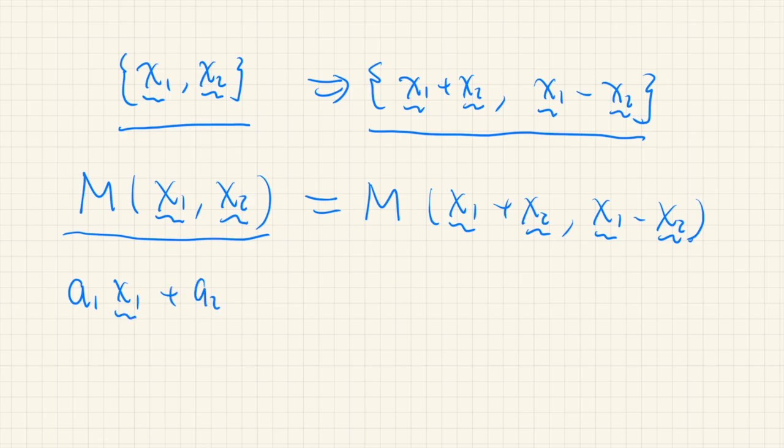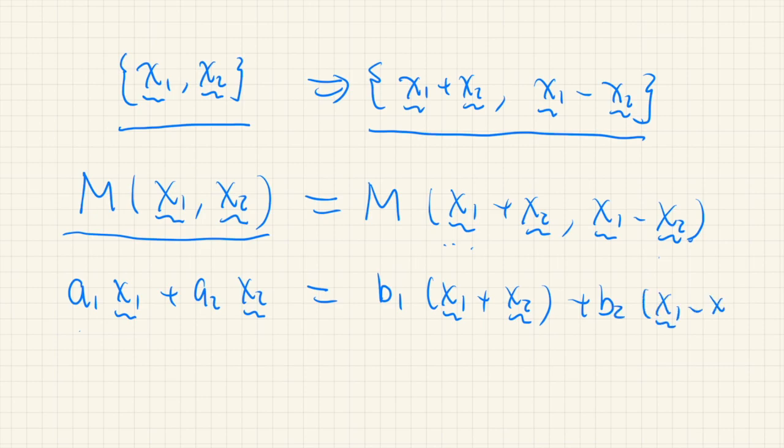So any element of this set on the left-hand side can be represented as a1 x1 plus a2 x2, right? So each of these can be represented as some linear combination of these two vectors. So that means we should have some b1 and b2 so that this equality holds.